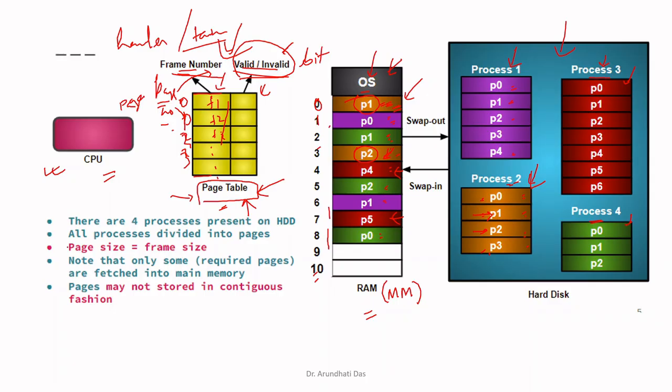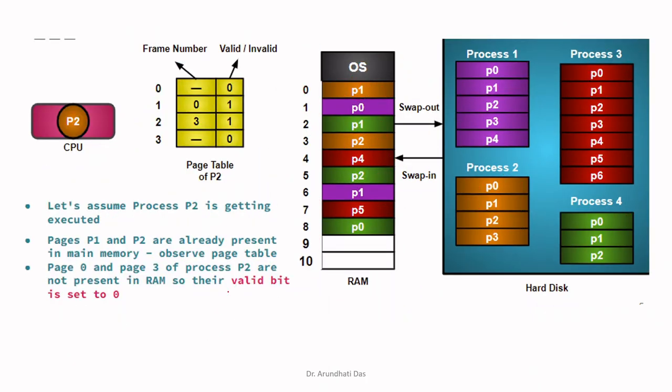Now the same thing here, page size will be equal to frame size. Note that only some required pages are fetched to the main memory. Pages may not be stored in a contiguous manner, because this is a paging technique that we are following. So paging is a non-contiguous technique. That's why the pages which belong to the same process occupy the main memory in a non-contiguous manner.